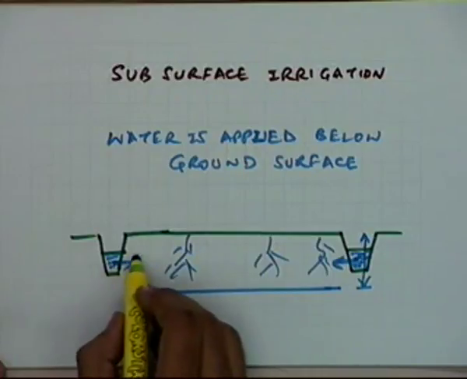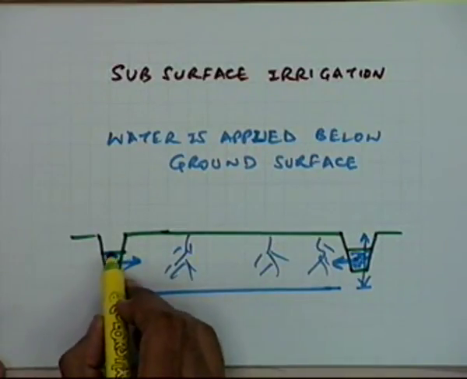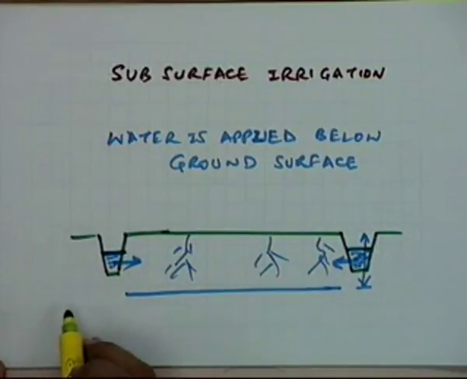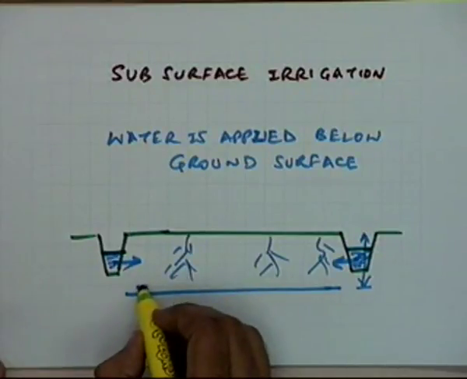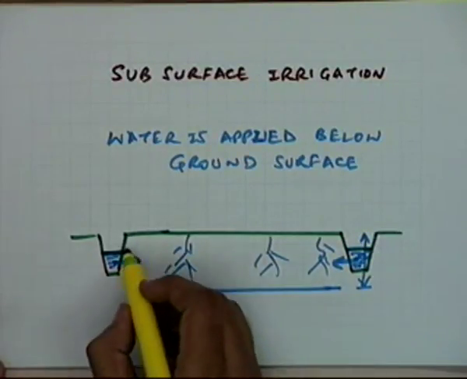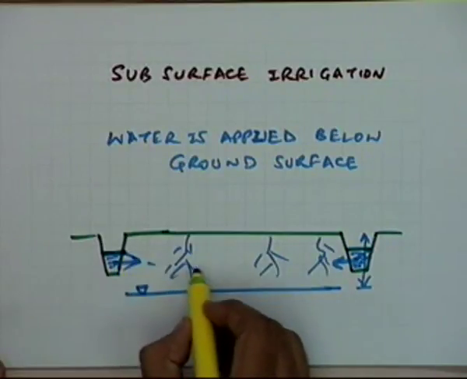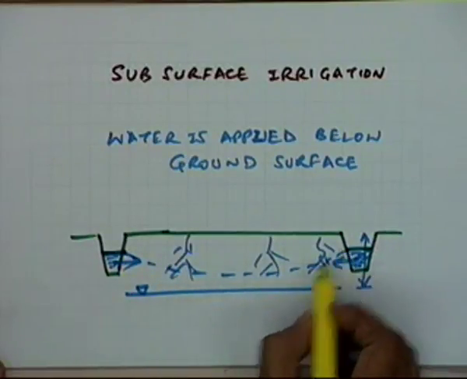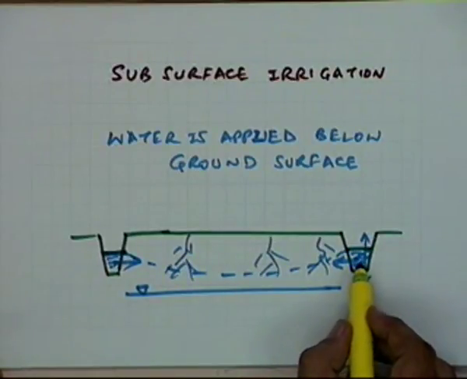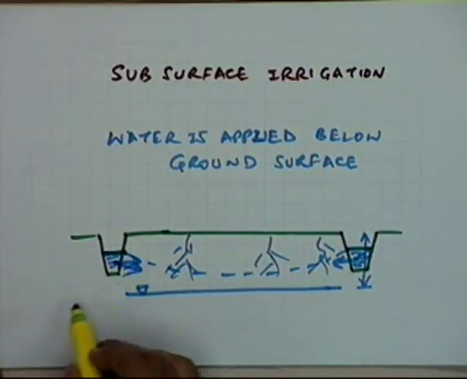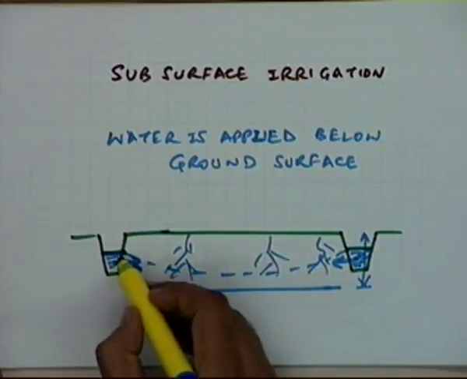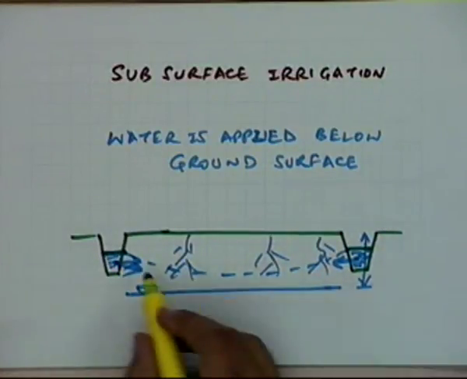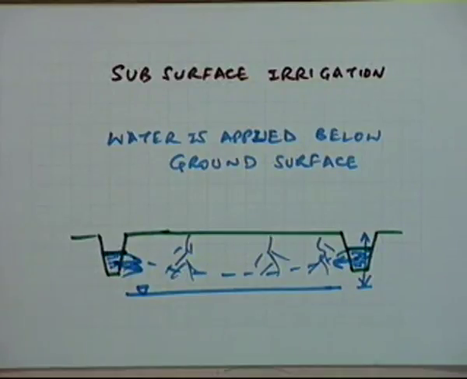So the level which you have created here in the ditch and the level which is the groundwater table, if the groundwater table is somewhere here, you will find that after some time there will be some level stabilization. If you keep on supplying this water, there will be some flow from the ditch into this area and the water table might come up locally. Now, this rise in water table is within your control.